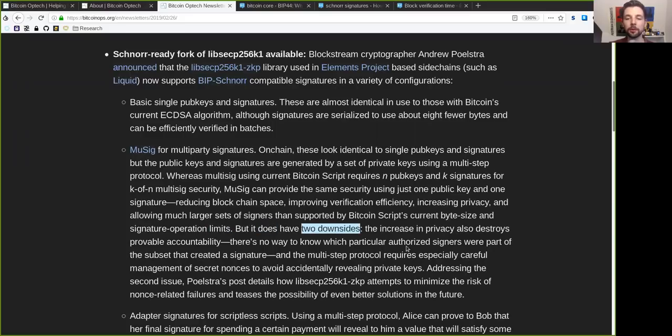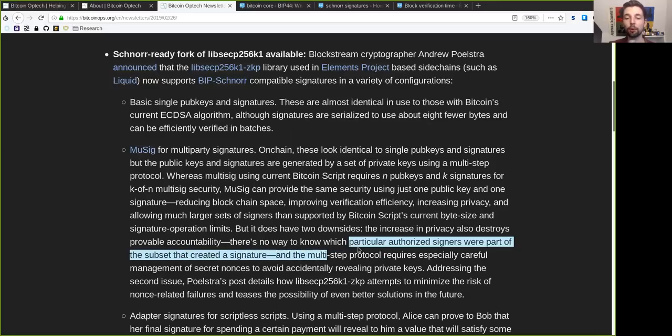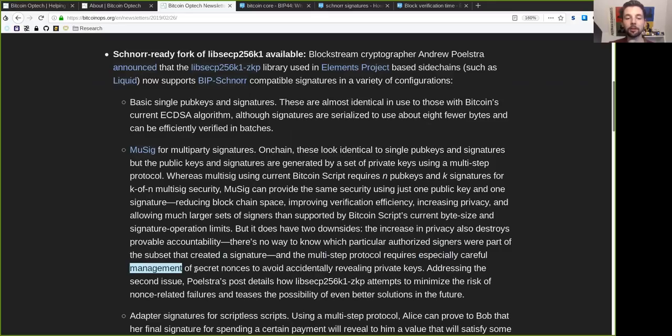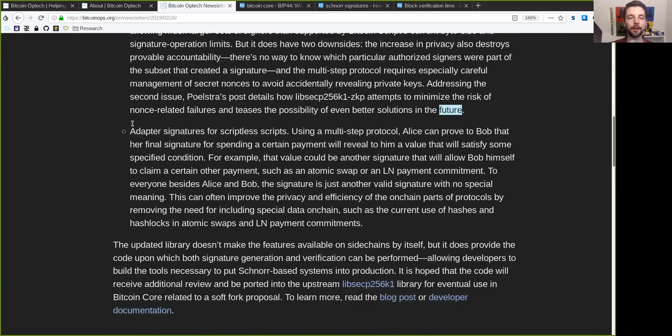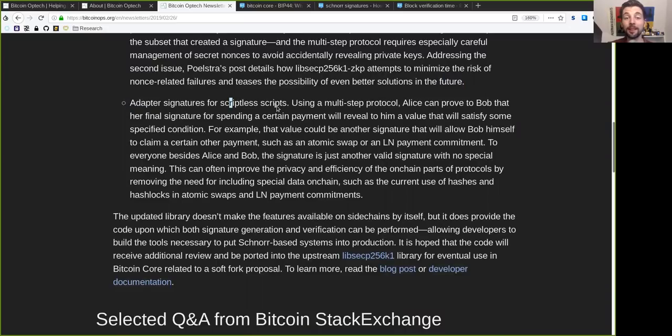But it does have two downsides. One, the increase in privacy also destroys provable accountability. There is no way to know which particular authorized signers were part of the subset that created a signature. And two, the multi-step protocol requires especially careful management of secret nonces to avoid accidentally revealing the private keys. Addressing the second issue, Poelstra's post details how libsecp256k1-zkp attempts to minimize the risk of nonce-related failures and teases the possibility of even better solutions in the future.